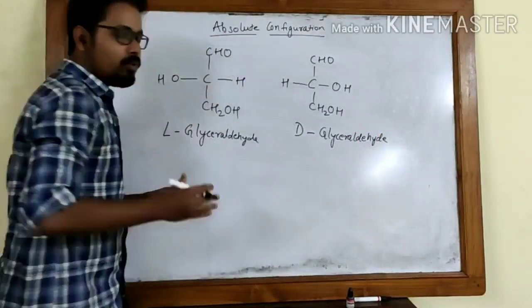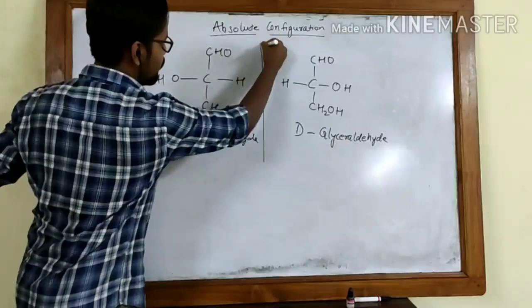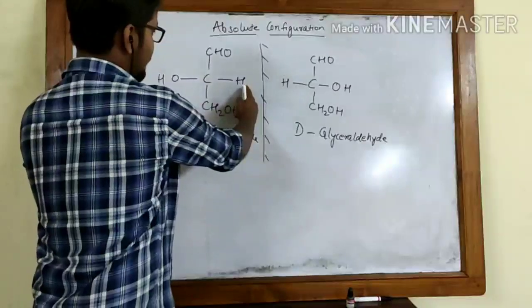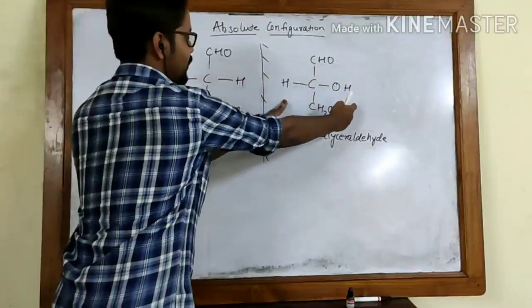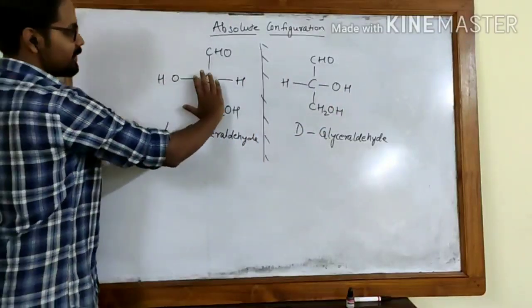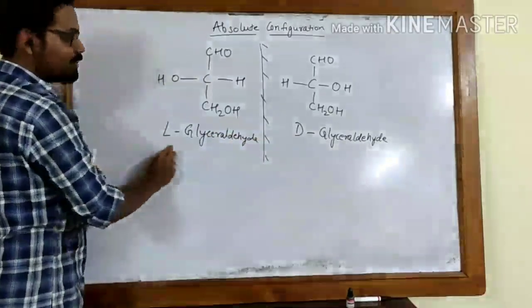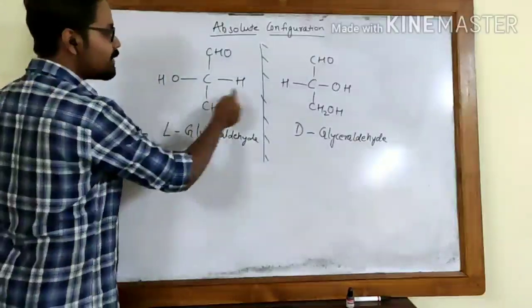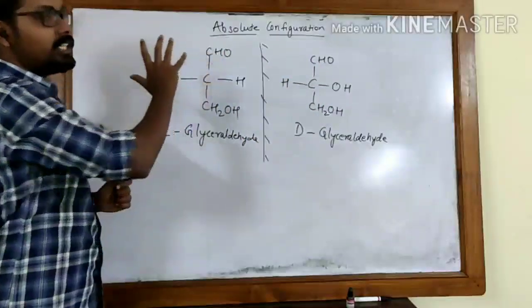Now, if you take a mirror and place it in between the two, you can see that the image of this is laterally inverted in this part. As a result, this has just formed its image. The D is actually the image of the L, or vice versa: the L is the image of D. So these are mirror images of each other. But if you try to superimpose one over the other, you cannot.